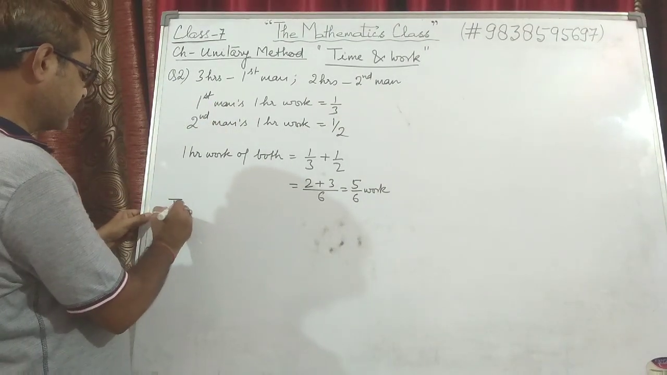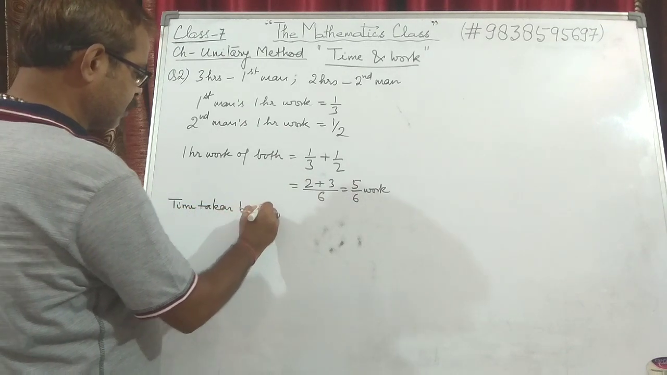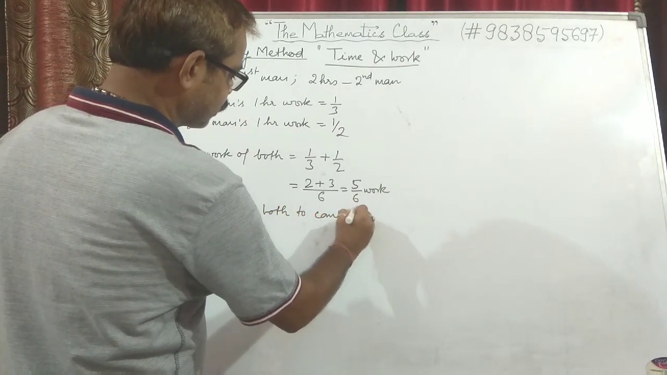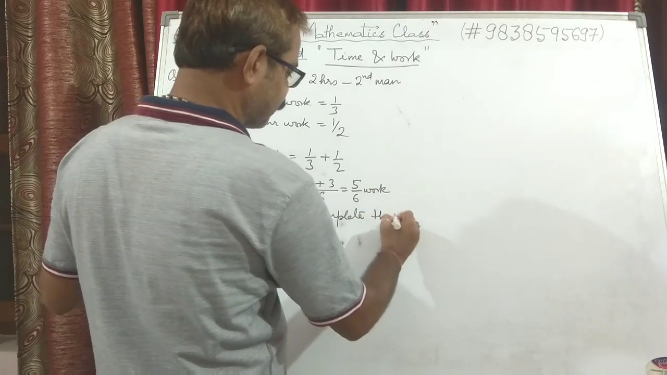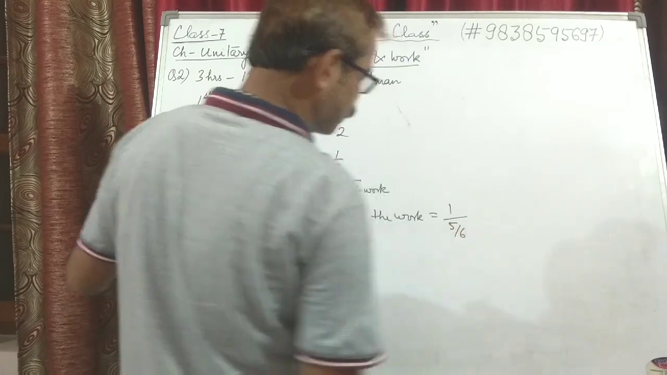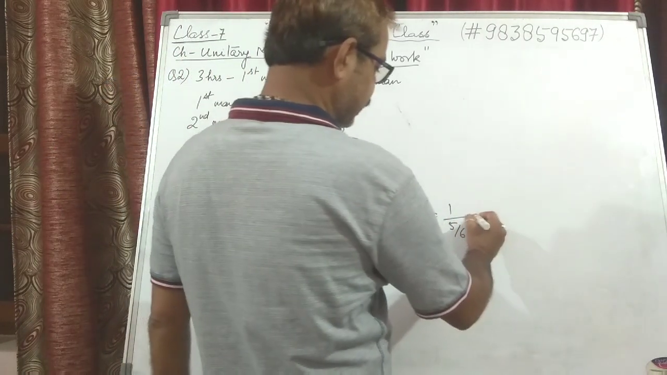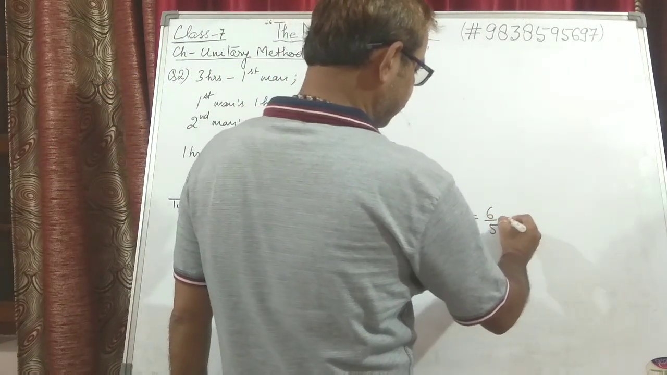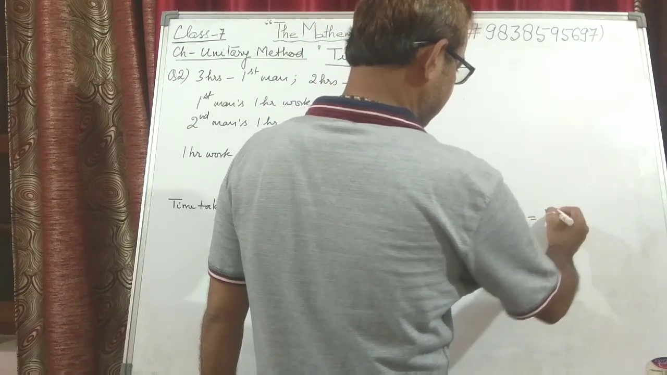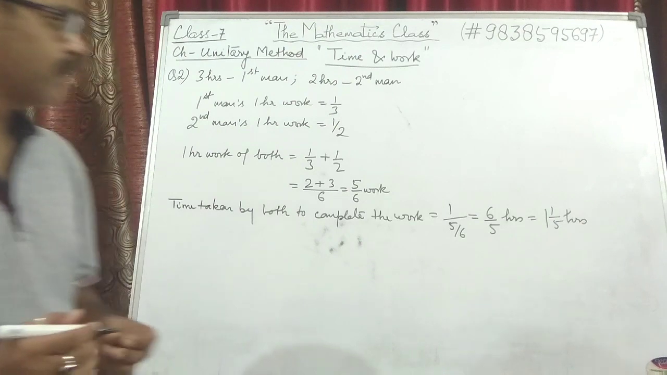So the time taken by both to complete the work will be 1 upon 5/6, the amount of work completed in 1 hour. So it is 6/5 hours, not days, hours. 6/5 means 5 ones are 5, 1/5 hours. This is the final value.